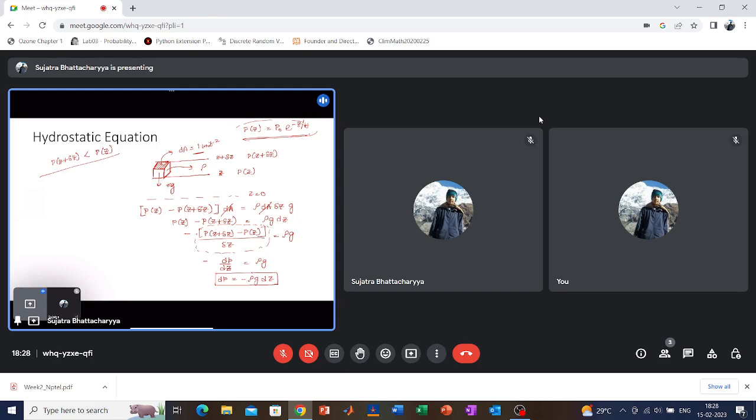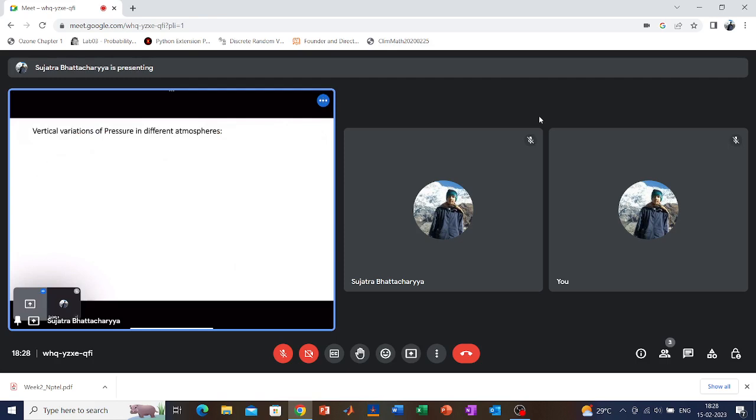And I will use this particular equation along with the ideal gas equation, which I have already shown to you, to derive the expression of the pressure variation with height. Fine. So, okay, let's do it. See, vertical variations of pressure in different atmospheres. The first atmosphere which I will talk about is the isothermal atmosphere.